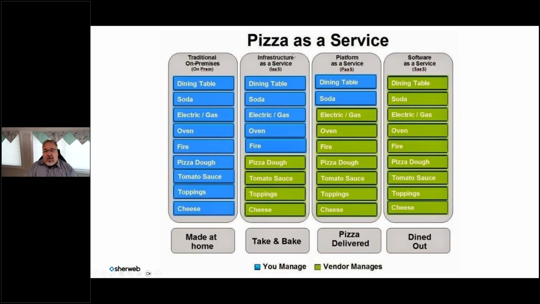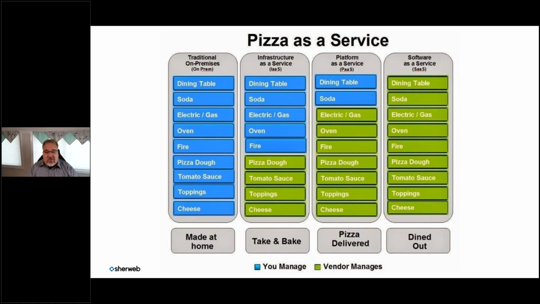So when we talk about, I wanted to bring this slide up, pizza as a service. I'm sure when you see it, you're thinking, what does pizza have to do with cloud computing? In many ways, it doesn't, other than the model that you would follow. So if you look on the far left side, traditional on-premises, so that would be in your own house, you're providing all those services there in order for you to have pizza for dinner with your family.